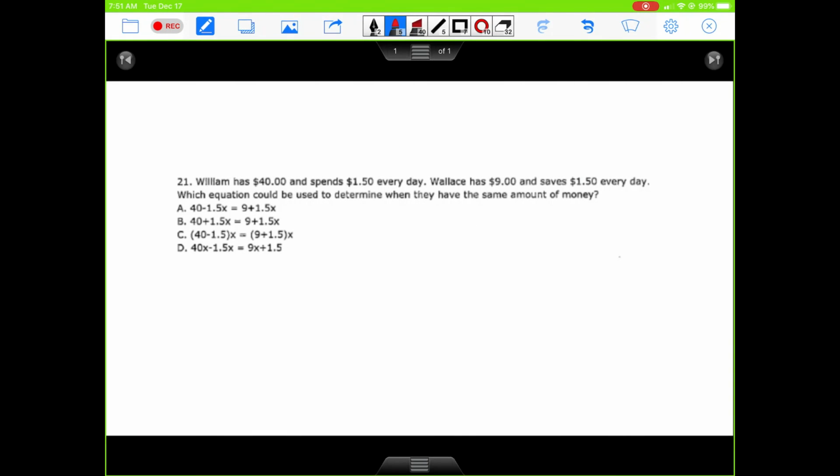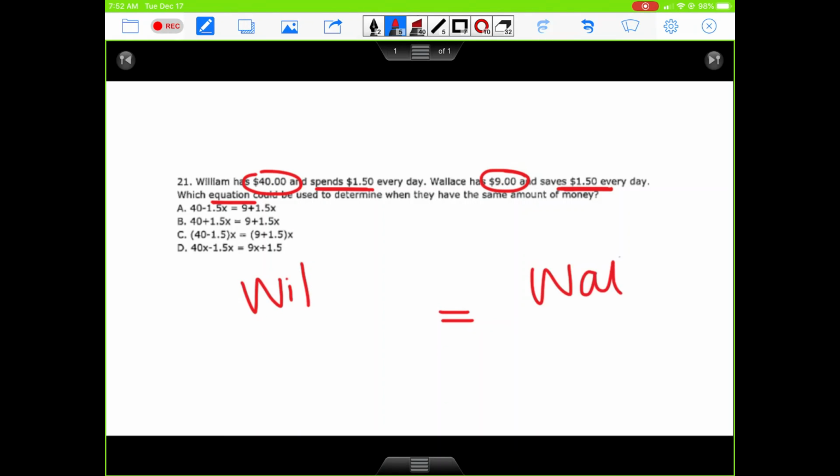Number 21. William has $40 and spends $1.50 every day. Wallace has $9 and saves $1.50 every day. Which equation can be used to determine when they have the same amount of money? Once again, we'll write an equation. William and Wallace. Very important to read your questions a few times before you start answering. So William has $40, so that's his initial value. But he spends $1.50 every day.